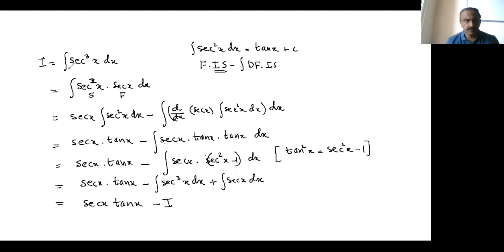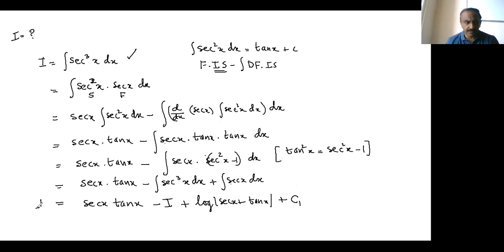Now, last step I'm writing sec x into tan x minus I. What is I? The question itself. This is I. So integral sec cube x is I, so I replace this by I. And integral of sec x is log sec x plus tan x. Now I have completed all the integration here, so I'll put the integral constant as C1. Why we put C1, you will come to know after some time. Now my aim is to find out what is I.